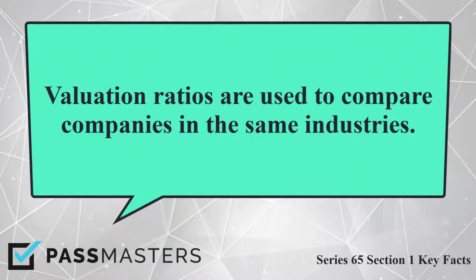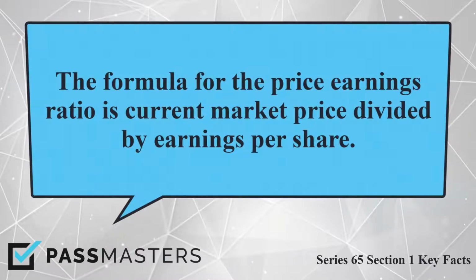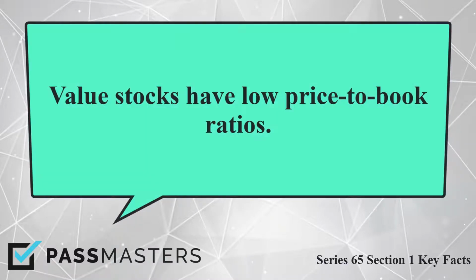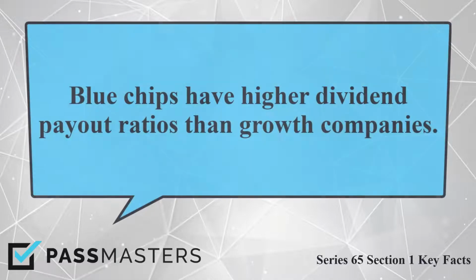Valuation ratios are used to compare companies in the same industries. The formula for the price-earnings ratio is current market price divided by earnings per share. Growth stocks have high price-earnings ratios since they have low to no earnings. Value stocks have low price-to-book ratios. Blue chips have higher dividend payout ratios than growth companies.